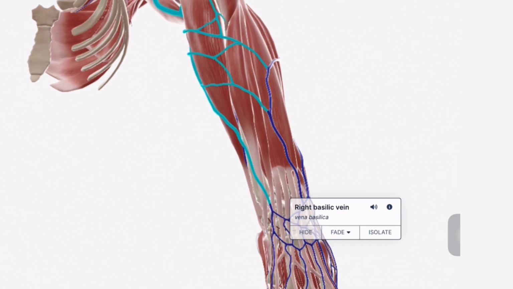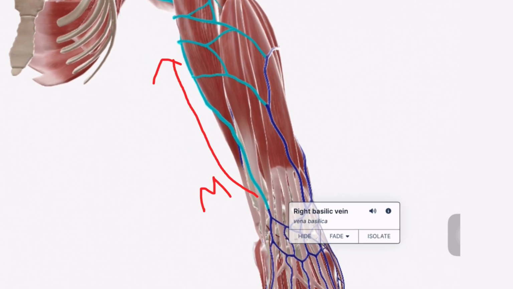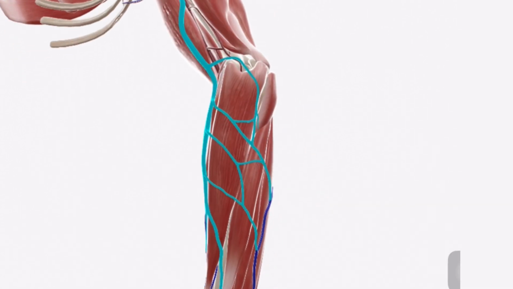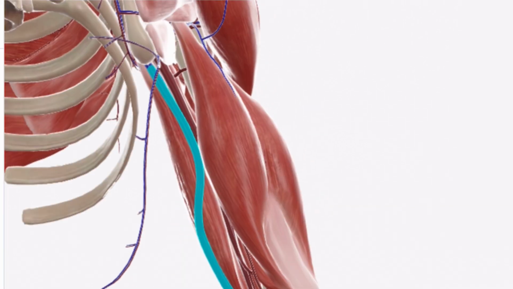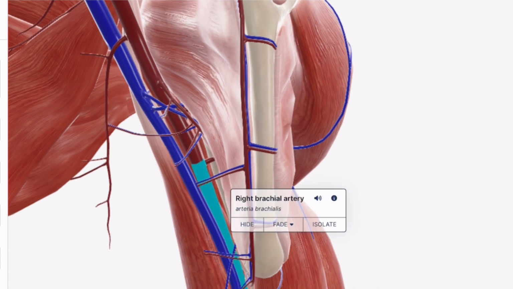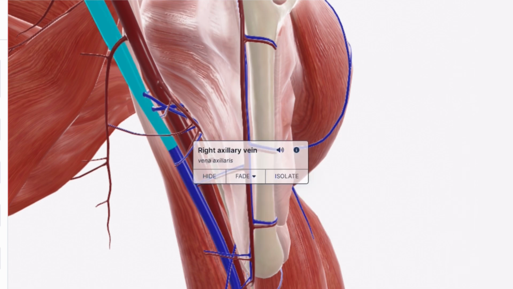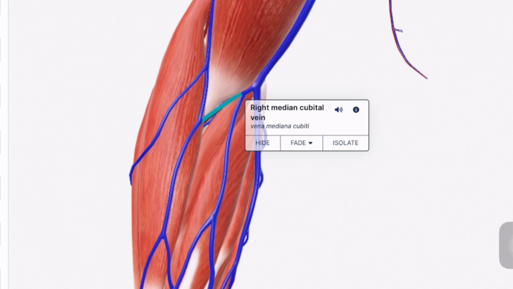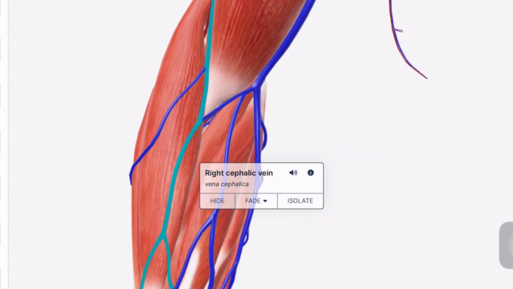Now, talking about the basilic vein, it begins from the medial end of the dorsal venous arch and passes along the medial aspect of the forearm. It pierces the deep fascia at the elbow and joins the venae comitantes of the brachial artery to form the axillary vein at the lower border of the teres major muscle.